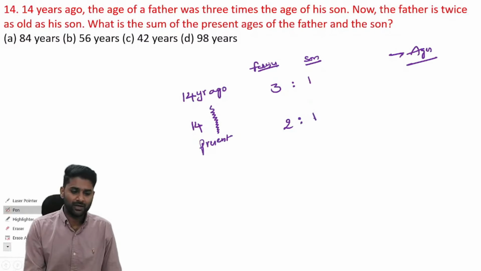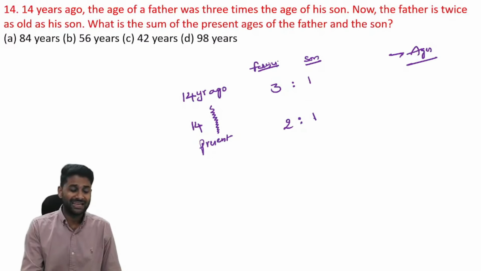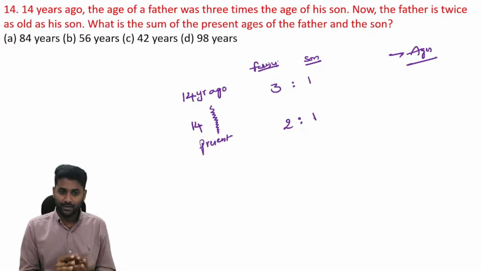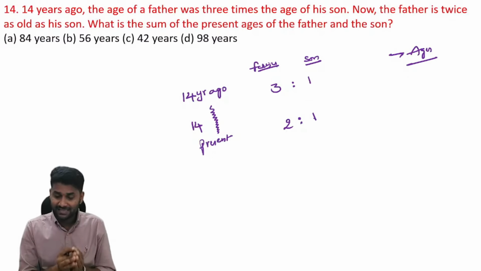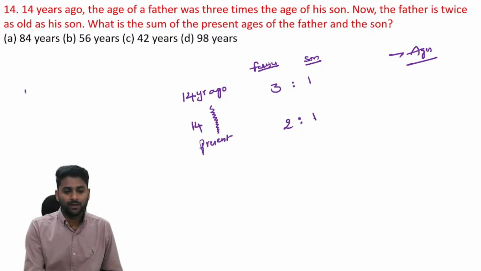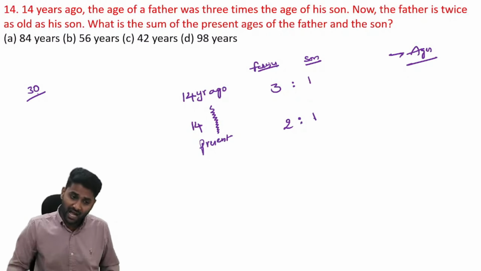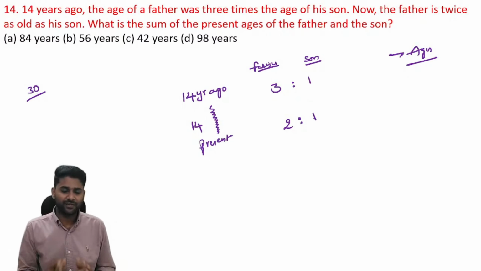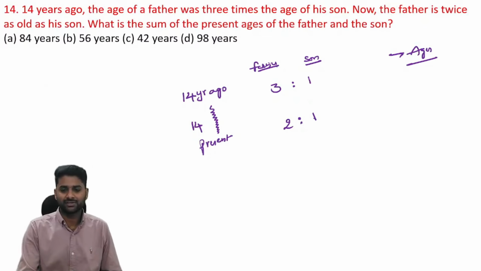Guys, one important point, if the time increases or decreases, the difference of their ages is always the same. My point, difference is the same. For example, present age difference between father and mother is 30. After 10 years the difference is also 30. Difference never changes. If you know that point, you can go through the easy calculation.